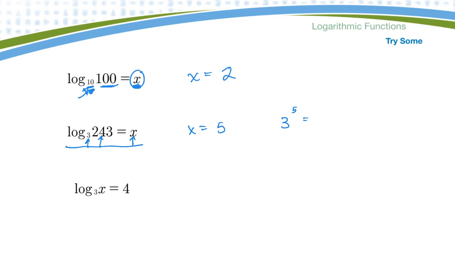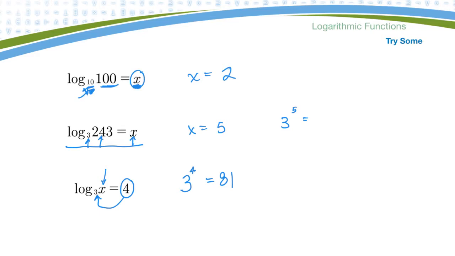Next question. Oh, this one. 4 is the exponent to which 3 is raised in order to get x. So 3 to the 4th, I could figure out what that is. I think that comes out to 81.